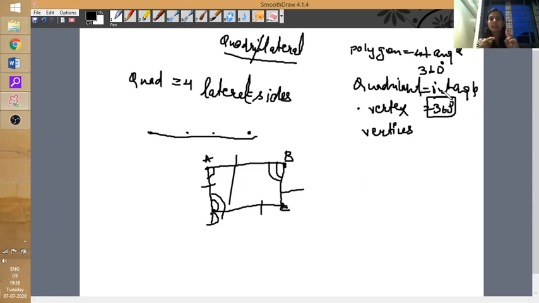Quad means 4, lateral means side. So whenever you hear the word quadrilateral, you will know that we are dealing with a figure of 4 sides. It can be any figure with 4 sides. Now what are its components, its parts? We have sides, angles and vertices. If a single point, it is known as vertex. If more than one, it is known as vertices, meaning plural.